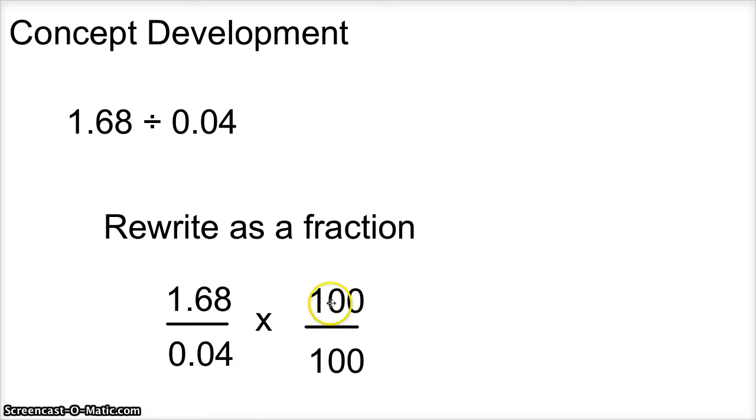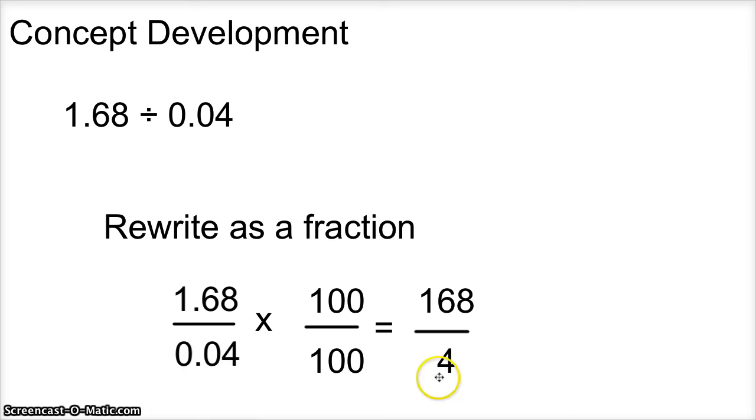I'm going to multiply by 100 over 100, and 100 divided by 100 is just 1. So I'm just finding an equivalent fraction again. So 4 hundredths times 100 is 4, and 1 and 68 hundredths times 100 is 168. You can think about this like how many hundredths are in 4 hundredths, how many hundredths are in 1 and 68 hundredths. So then that brings my problem to be 168 divided by 4, and I can still use a fast division trick, a quicker division trick to solve this problem.